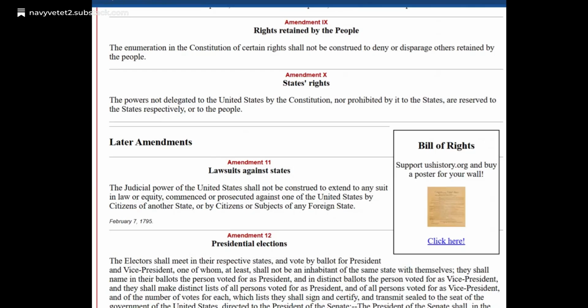Now the 10th Amendment. The powers not delegated to the United States by the Constitution, nor prohibited by it to the states, are reserved to the states respectively or to the people. Amendment 10, ratified 1791, like all the rest of the first 10 amendments.